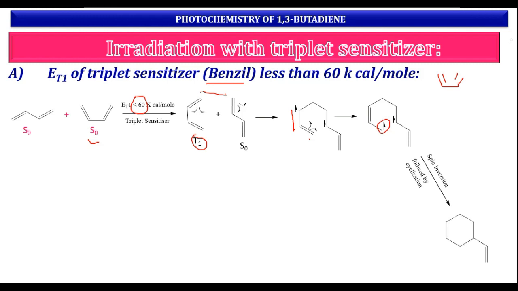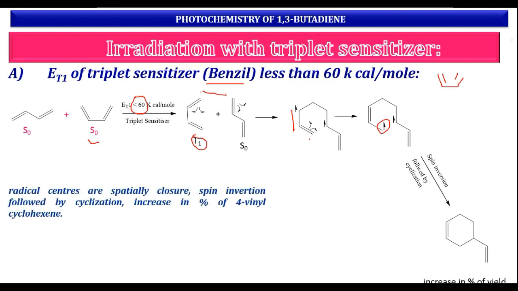Now you can observe that in the earlier case the two electrons are far away from each other, but here the two electrons are close to each other. That's why the percentage of product has increased. Why has it increased? Because the two electrons are closer to each other, making the bond very easy.